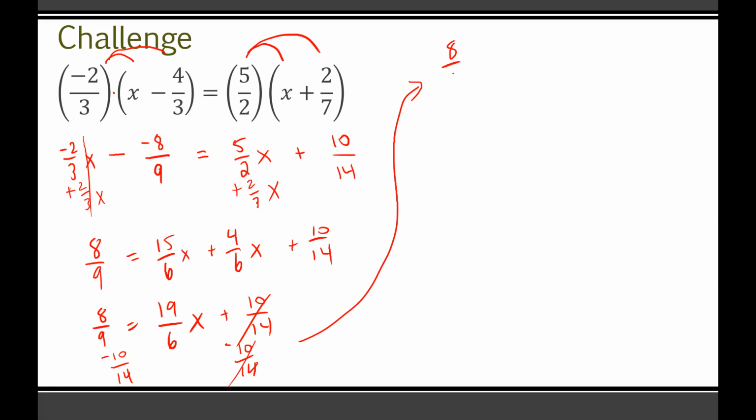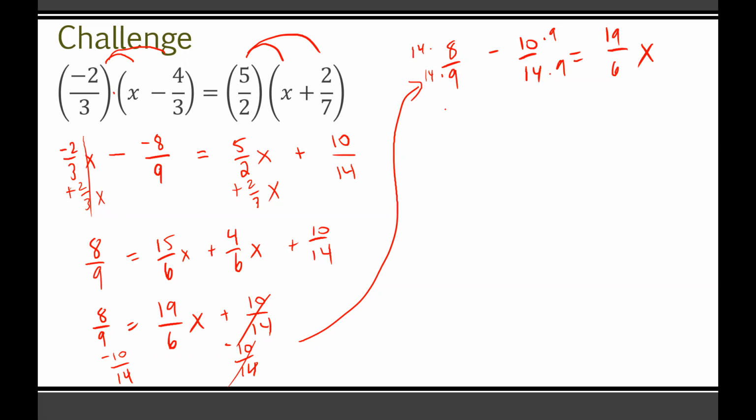When we have 8 over 9 minus 10 over 14 equals 19 over 6x, I think the best we can do here is just multiply each of these fractions by the other one's denominator. That's the strategy that works 100% of the time. That is the way of forcing two denominators to look the same. So again, we take this 8 over 9 and multiply the top and the bottom by 14, and we take this 10 over 14 and multiply the top and the bottom by 9, the other one's denominator.